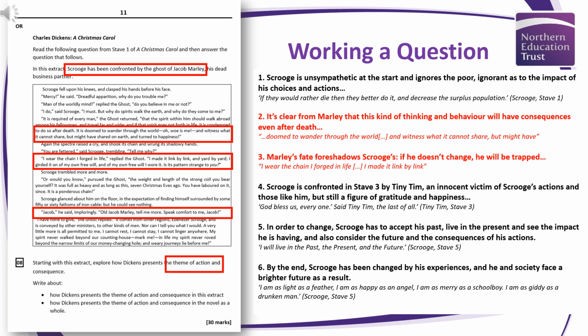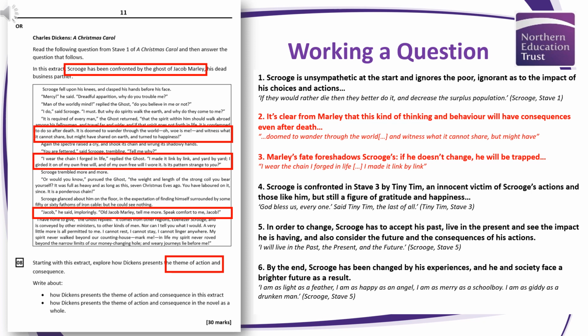Now I need 2 to 3 quotations from this extract to talk about. And again, you often find there's something useful at the beginning of it and something useful at the end of it, and I may also pick something from the middle. So I might talk about, for example, Marley's comment that each spirit that didn't walk abroad in life is doomed to wander through the world and witness what it cannot share but might have. I might then go for Marley's explanation that "I wear the chain I forged in life, I made it link by link," and the third one, possibly Scrooge's plea to Marley to "tell me more, speak comfort to me, Jacob."